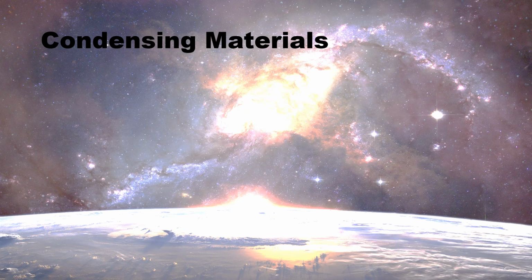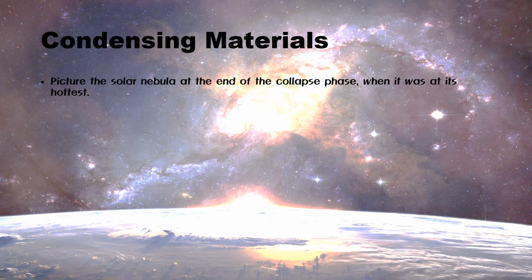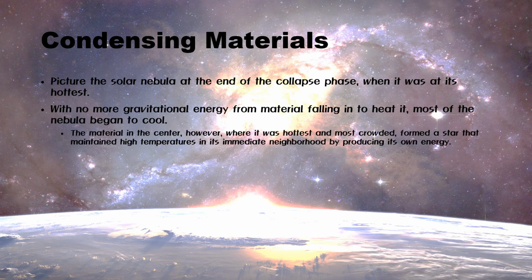Now, as we start condensing the materials in a solar nebula, looking at that slide we just saw with the picture of the solar nebula, as we reach the end of the collapse phase, you have to understand this is when the nebula was at its hottest. But with no more gravitational energy from material falling in to heat it, most of the nebula begins to cool. The material at the center, where it was hottest and most crowded, became a star that is going to maintain high temperatures in its immediate neighborhood by producing its own energy.